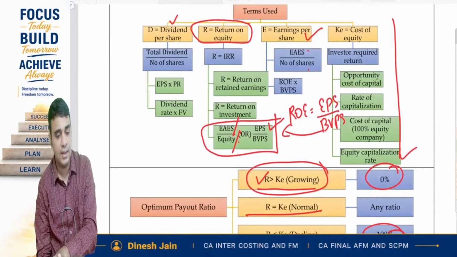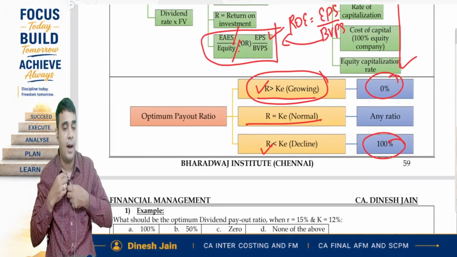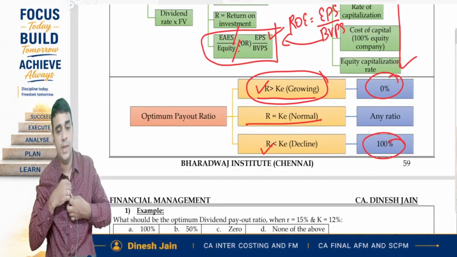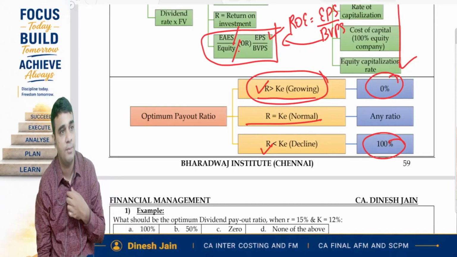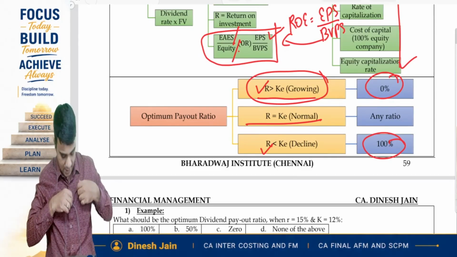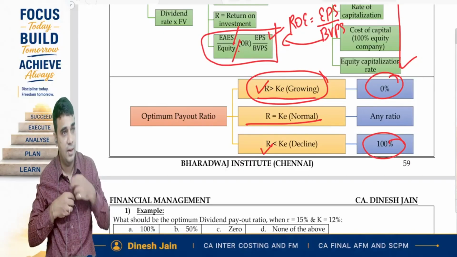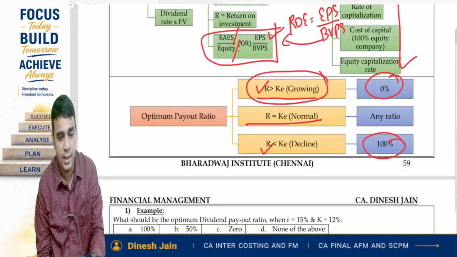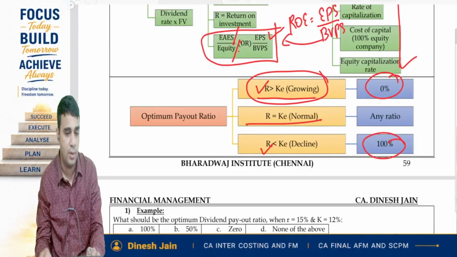Then we learned that in order to decide the optimum dividend payout ratio, we compare R with KE. It could be a situation where R is greater than KE. It's a growing company, don't pay any dividend. R is less than KE, then it is a declining company, pay 100% dividend. And if they are equal, it is a normal company, any amount of dividend can be paid. We are indifferent on the dividend payout ratio.